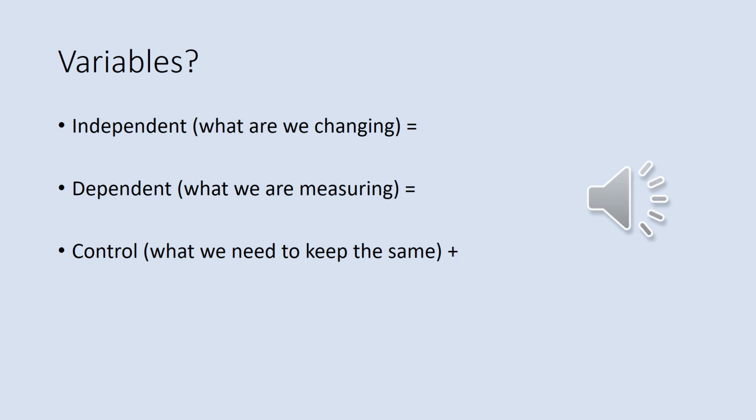What was the dependent variable? What are we measuring in this investigation? And the control, talked about some of those on the last slide. What would it be important to keep the same? Have a go at your answers and then check on the next slide.